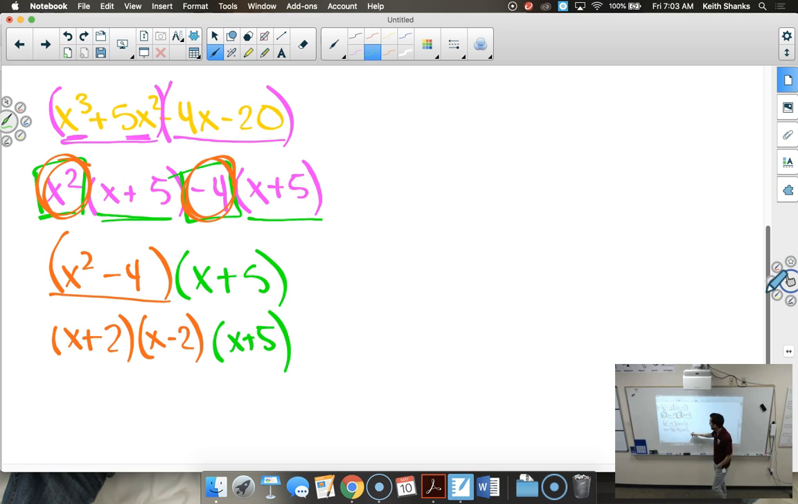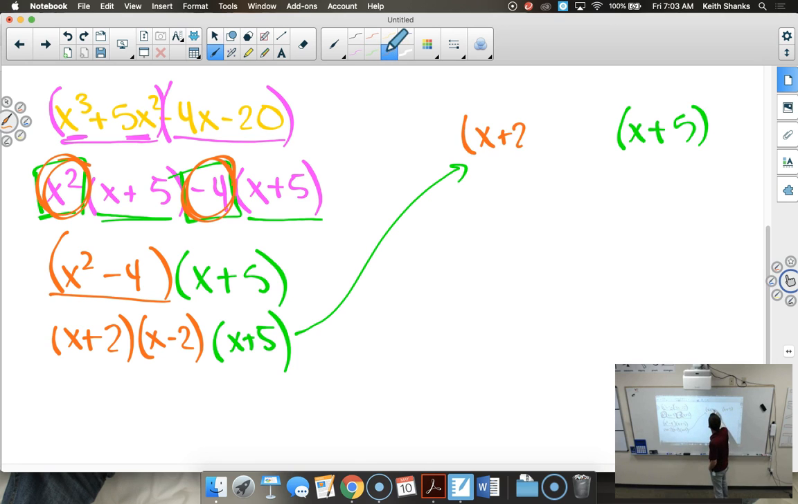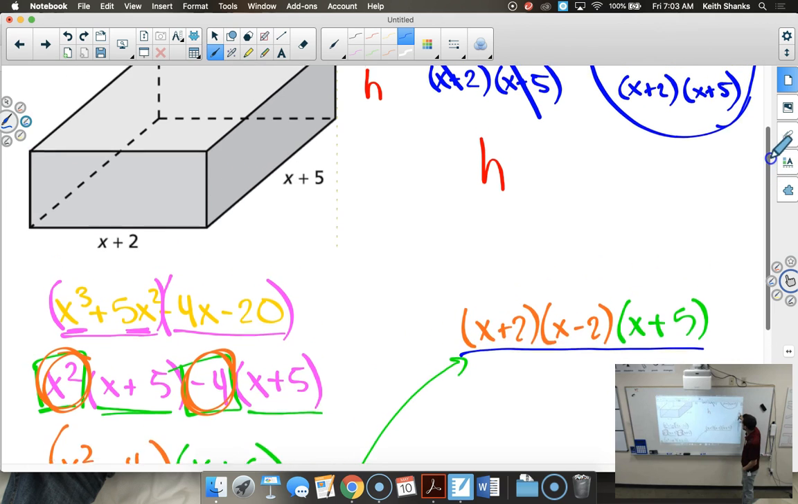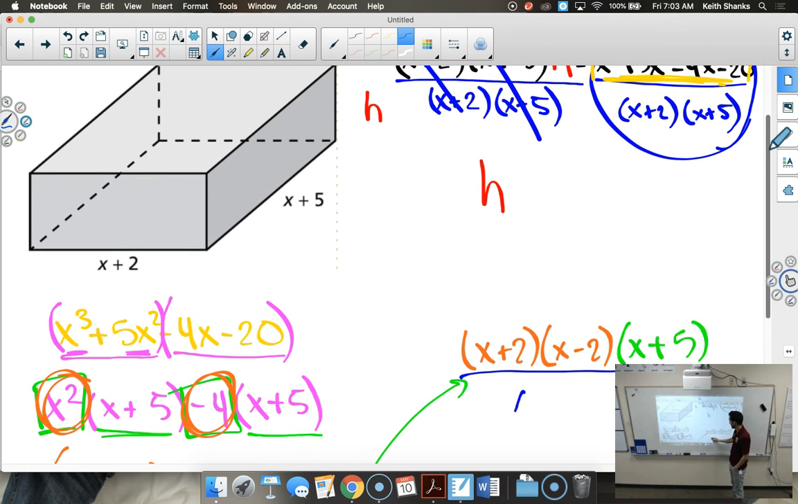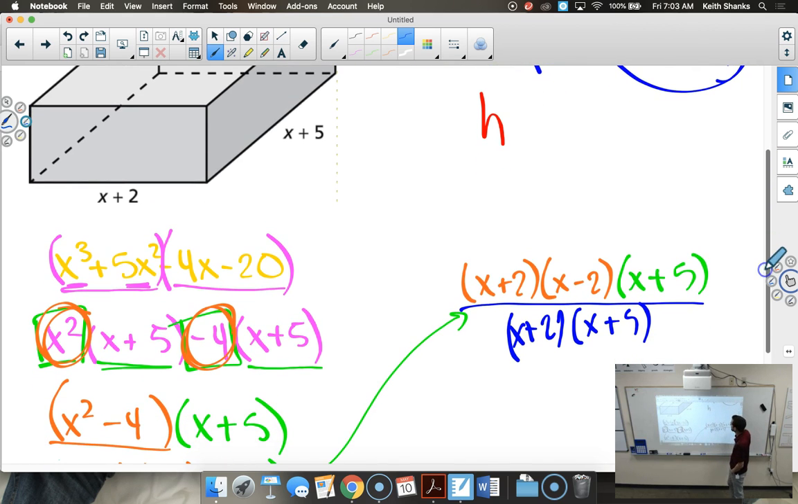Now, why is that important? Because the original problem, if I take this over here, I've got x plus 5 times x plus 2 times x minus 2. And we were dividing that by something. We were actually dividing it by x plus 2 and x plus 5. And notice this, look how beautiful this is, right?